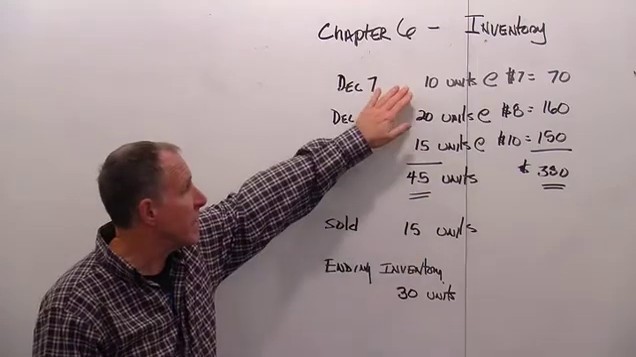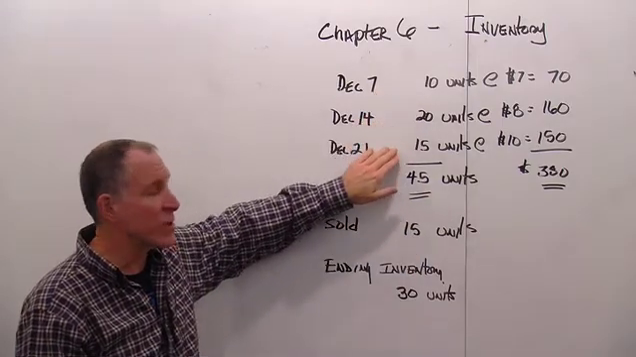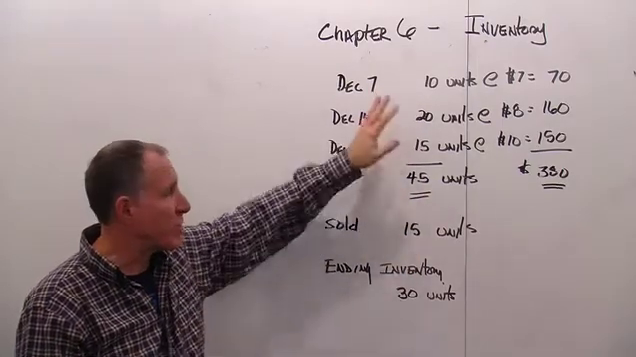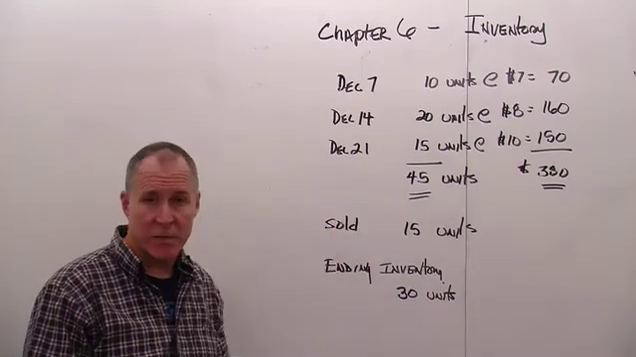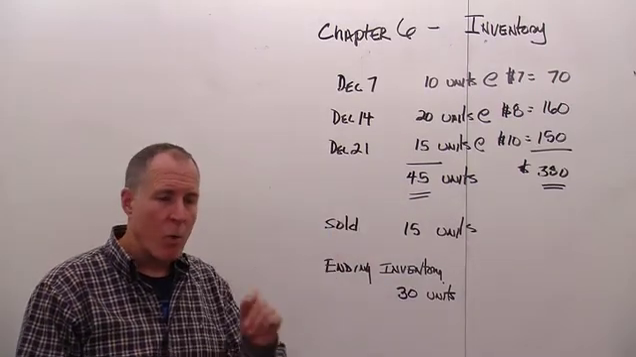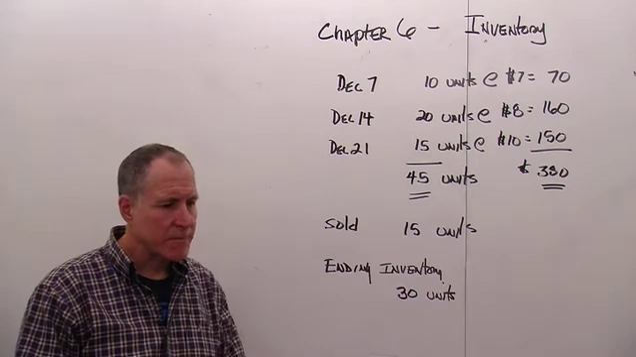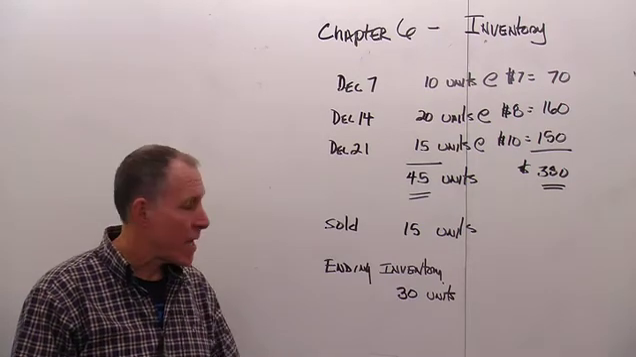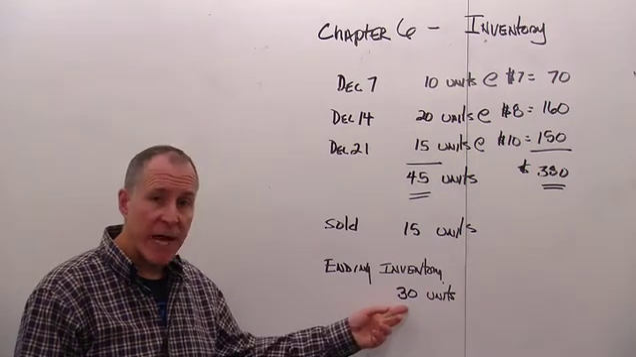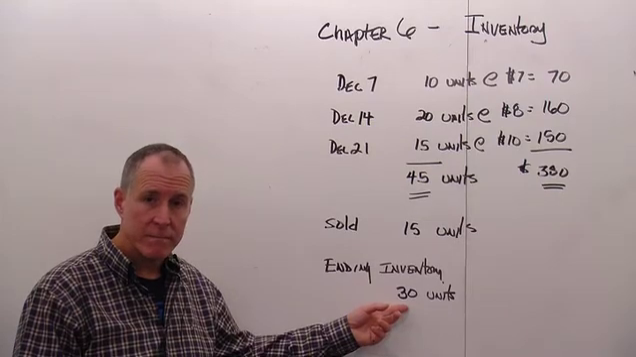Did we buy it from here on the 7th, the 14th, or the 21st? We could trace it right on back, and we could price out those goods. So what we're going to do now is we're going to stop, and I'm going to come back, and I'm going to tell you we're going to price these 30 units out under those 4 methods.